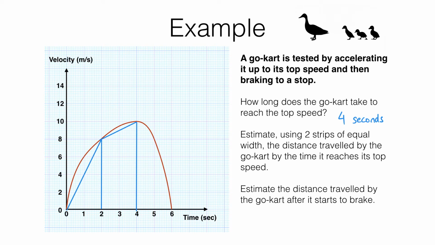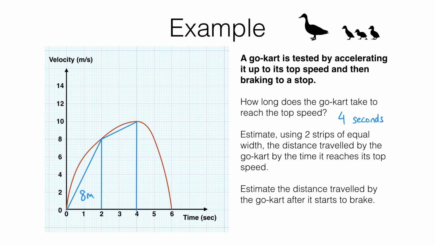Let's start with the area of the triangle. That is 2 times 8 divided by 2. Base times height divided by 2. So 2 times 8 divided by 2 is just 8, and the units for the distance are going to be meters in this case. So that's a distance of 8 meters travelled in 2 seconds.